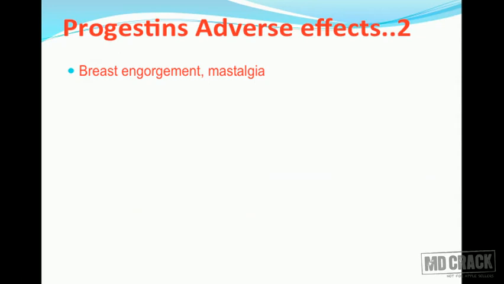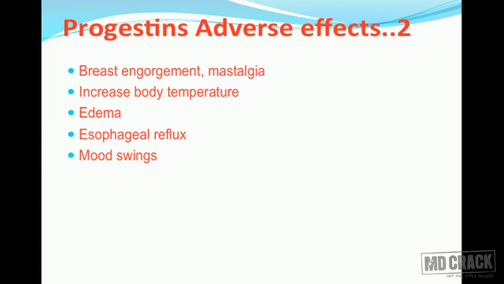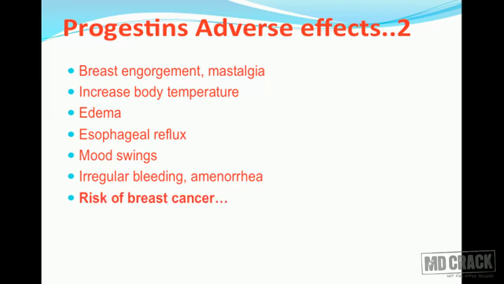The other adverse effects include the engorgement of the breast and pain in the breast, that's mastalgia, increase in the body temperature, edema, esophageal reflux, mood swings, and irregular bleeding. That's the problem. Irregular bleeding and sometimes amenorrhea. And there is an increased risk of breast cancer with progestins.